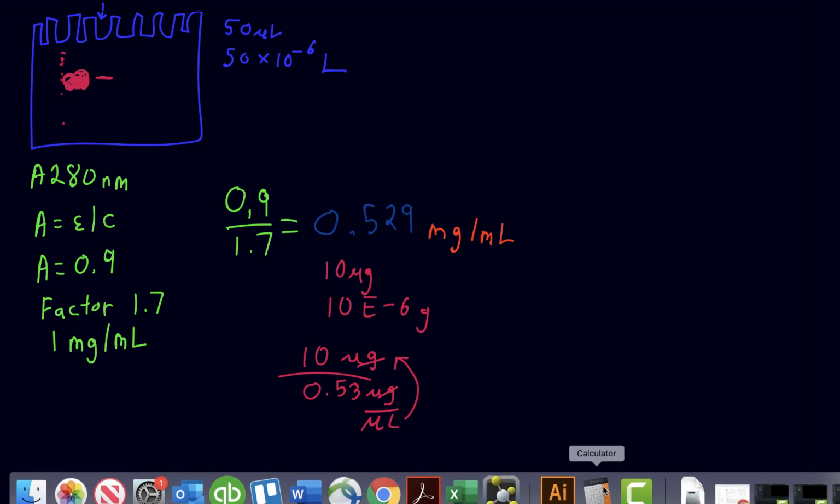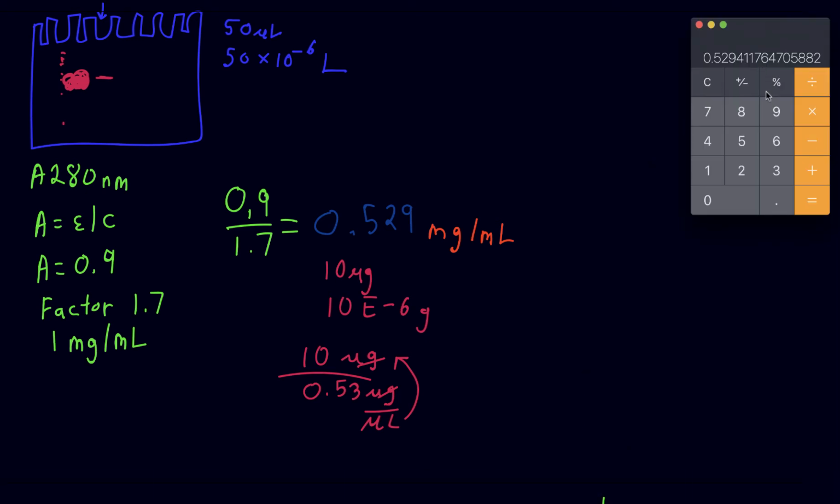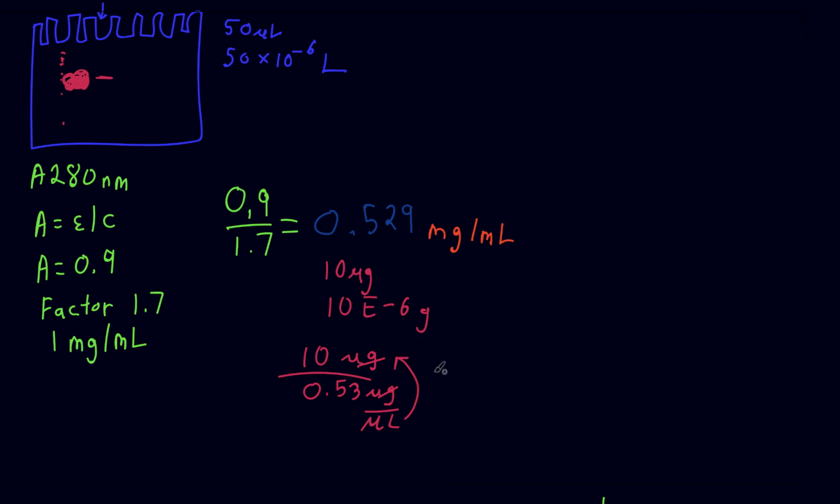So we'll go back, pull up our handy dandy calculator. So we've got 10 divided by 0.53, and that's going to be 18.86, but let's just call that 19, and it's going to be microliters, or 19 times 10 to the minus 6 liters. All right, so now we know we need 19 microliters of our protein solution, that's 0.529 mg per mil, to get 10 micrograms. Now we want to load 500 microliters into the well, or sorry, 50 microliters in the well.